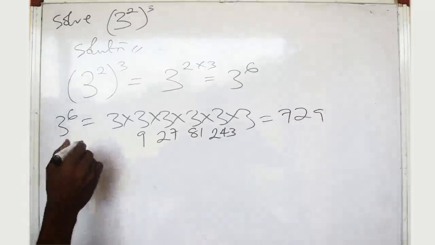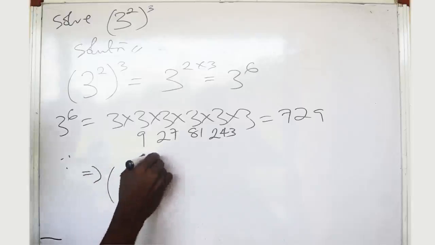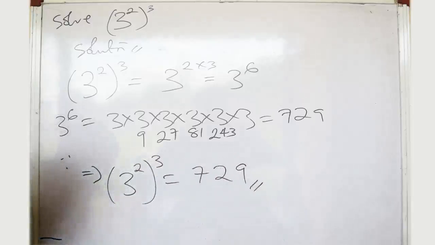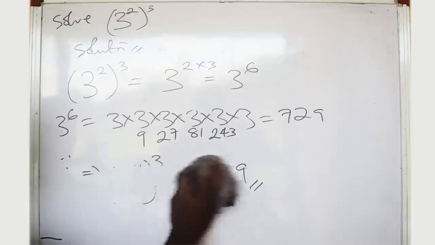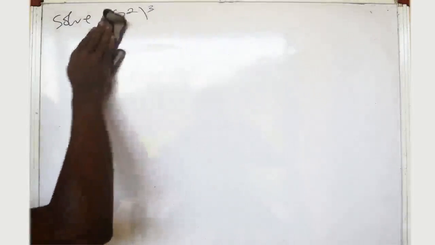So therefore, this implies that 3 raised to the power 2, all raised to the power 3, is the same thing as 729. So virtually there is no big deal whatsoever. So anytime you are given a question that has to do with this type of stuff, just do remember that you can follow either of the two methods I taught. You must seriously arrive at a definite answer, except if you are not applying the right thing.